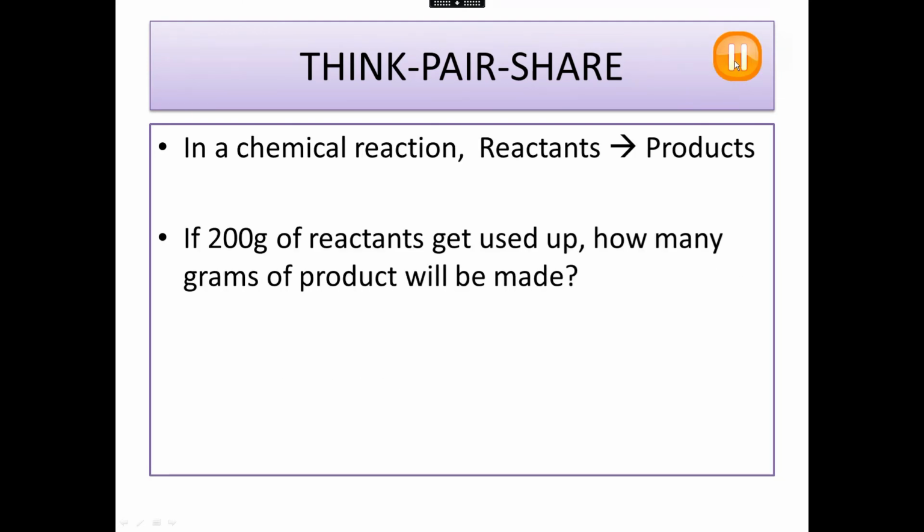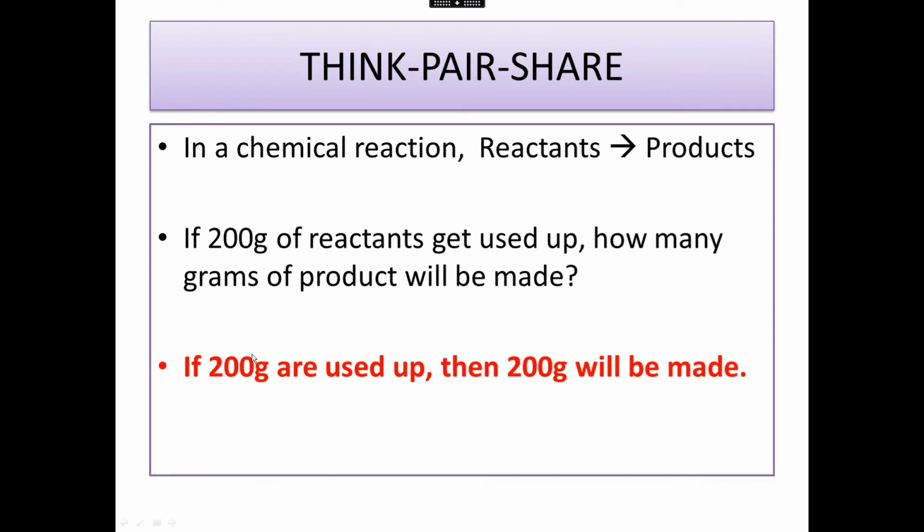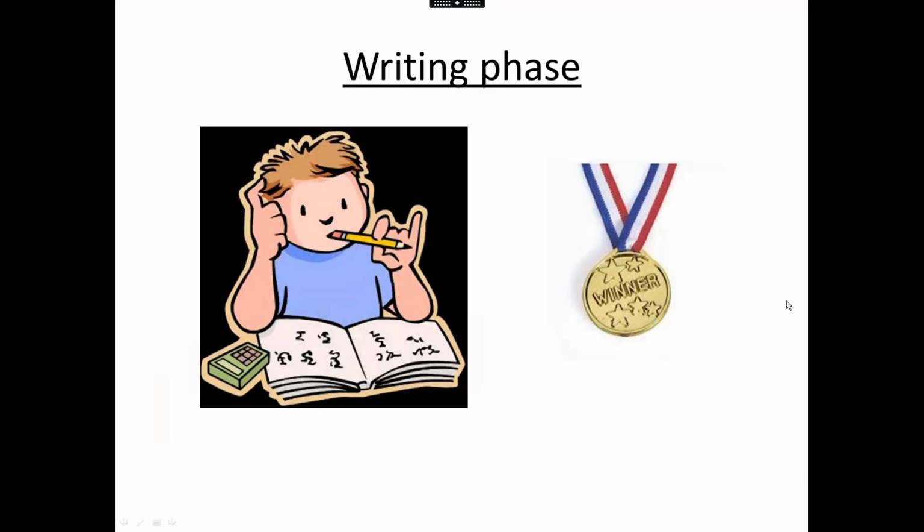Okay, here's one final question before we get on with the writing task. If 200 grams of reactants get used up altogether, how many grams of product will get made? Pause the video, think of an answer. Let's have a look. It is 200 grams. If 200 grams altogether get used up, then 200 grams of product must be made, because the mass of reactants is always equal to the mass of products altogether.